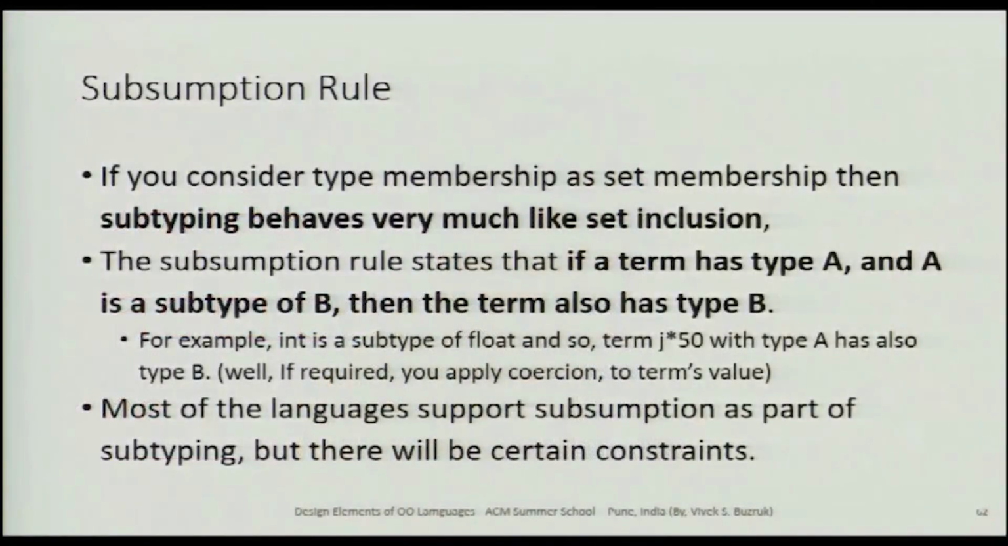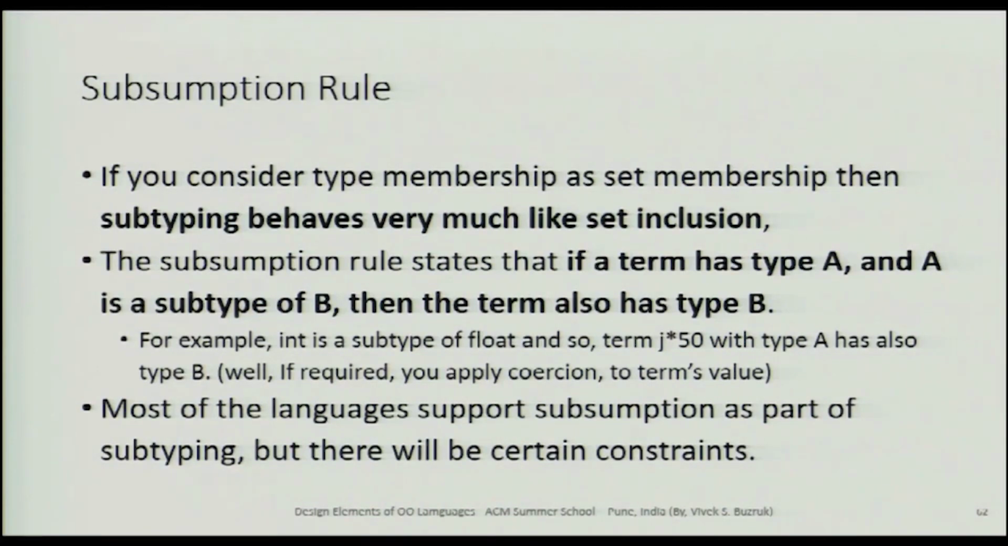So, you have an operation which is defined for account. You can use it for savings, correct. Similarly, if you have an operation for array of account, you should be able to use it for array of savings. That is basically allowed, that is a subsumption rule. If a term has a type A and A is a subtype of B, then the term also has a type B.